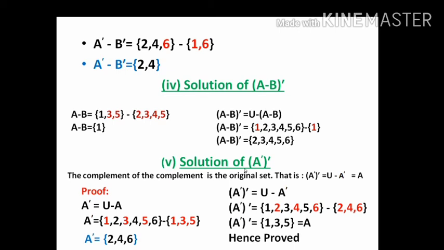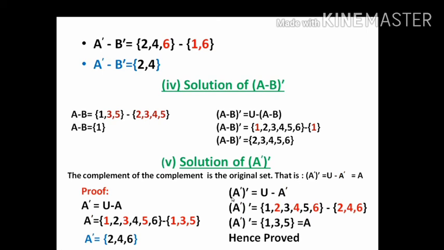Now its fifth part, that is (A complement) whole complement. This is the property of the complement, that is (A complement) whole complement is equal to A. This property we can solve in two steps. In the first step we will find A complement. So this is the solution of A complement. So the result of A complement is equal to 2, 4 and 6. So this is the first step. In the second step we will find the complement of this set.